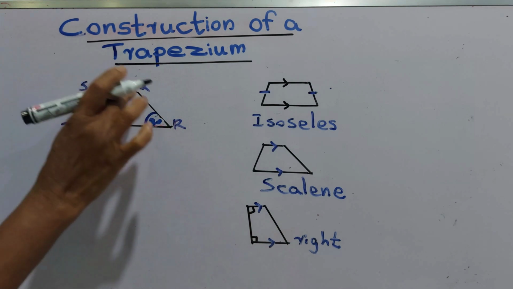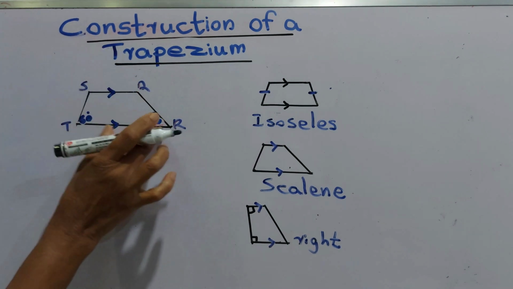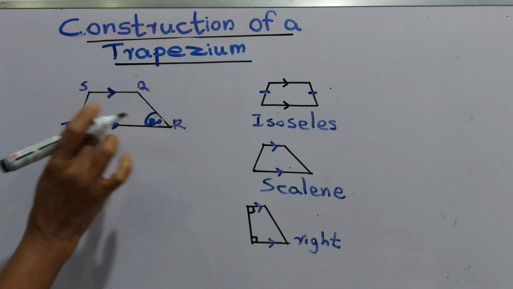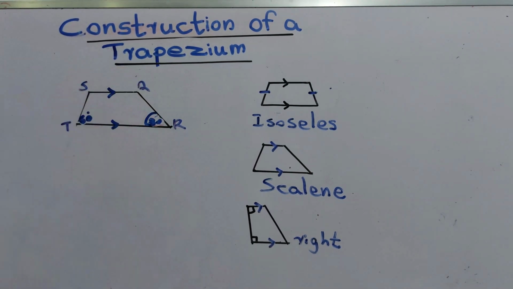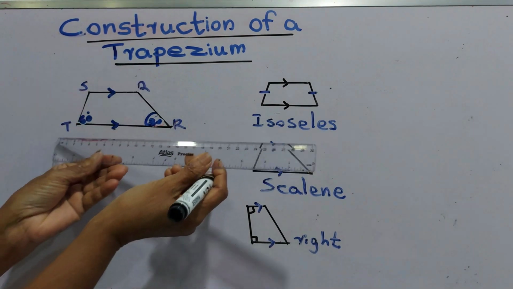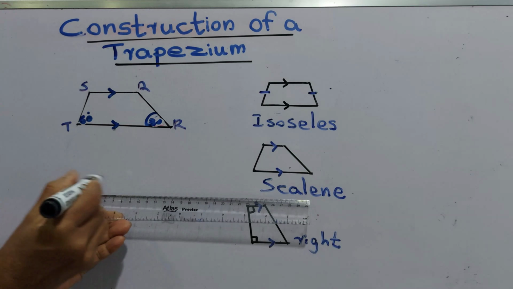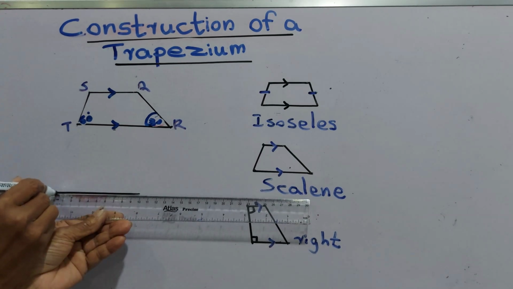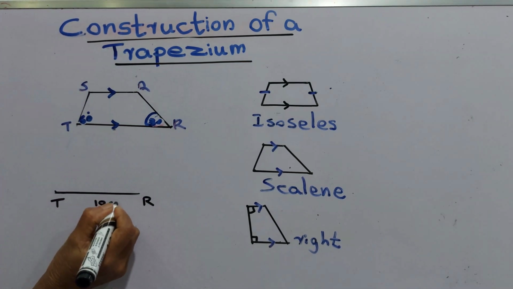Now we are going to draw a trapezium. That's very easy. We know how to draw parallel lines. We know how to draw angles. Here the angles are given. We can find the other angles here also, but there's no need to find them. That is a very easy way. First step is we are going to draw TR. The value is not given, so we can take it as 10 centimeters. That is TR, 10 centimeters.